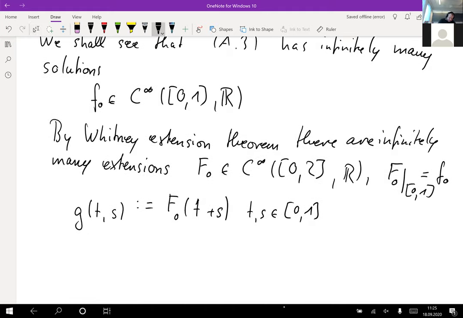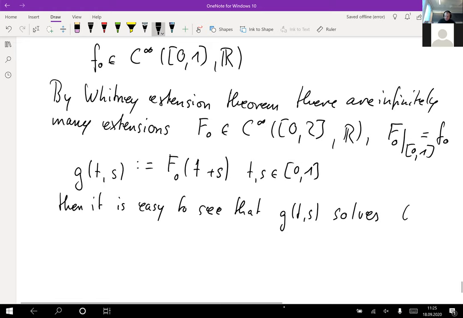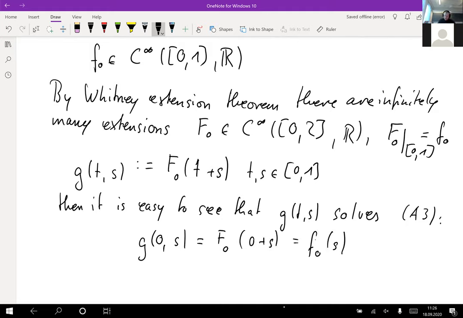And then it is easy to see that g of t, s solves A3. Let's do this. So g of 0, s is F naught of 0 plus s, or in other words, since it restricts, it's f naught of s. The initial condition is okay.